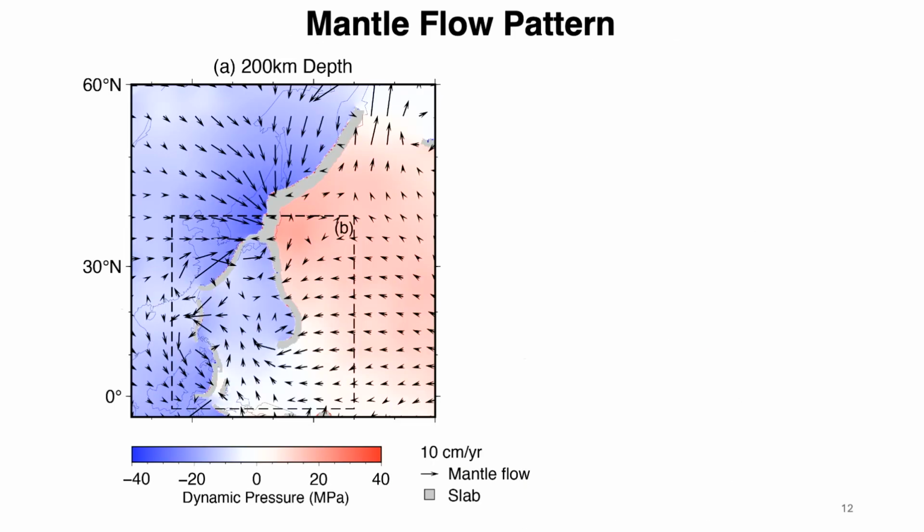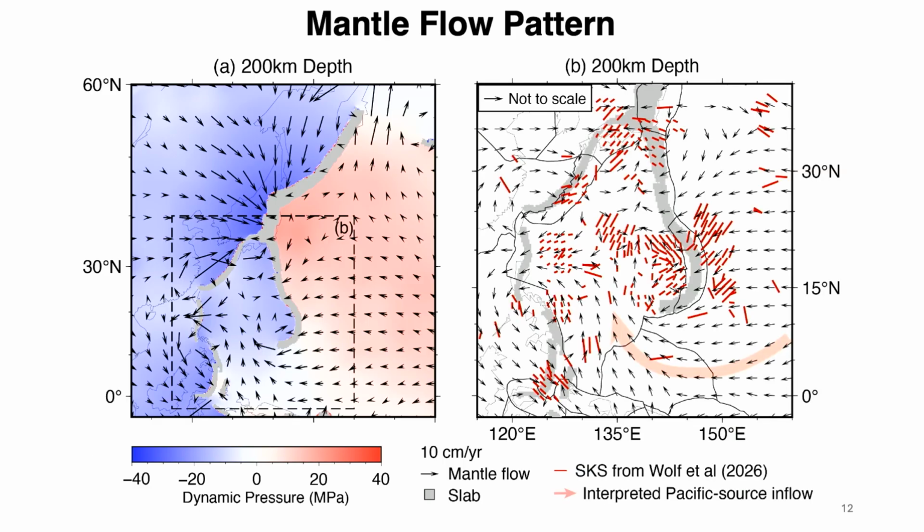And after we validate our model behavior at the surface, now we look into the deep mantle. Here we show the mantle flow patterns using these black arrows, and this color map shows the relative mantle pressure. And when we compare our model result with the geophysical observations shown here at these right sticks, we can see their overall patterns are consistent. They are suggesting that the mantle flow here is flowing into this Philippine Sea Plate region.